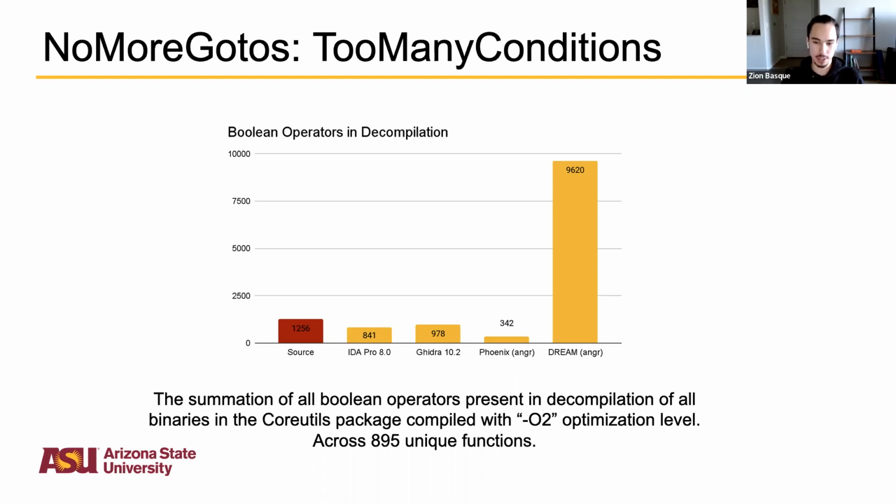Now you have to decide, do I want 9,000 conditions or do I want 1,000 go-to statements? And I think neither of them are correct. Neither of these approaches actually gets you the right thing. And this kind of illustrates why no one uses Dream in the real world. It's because of these conditions.